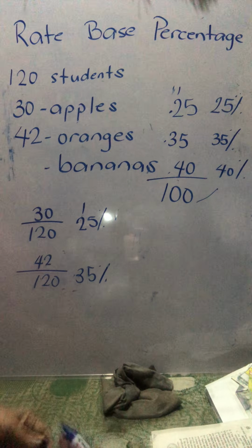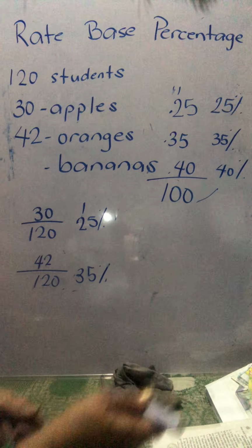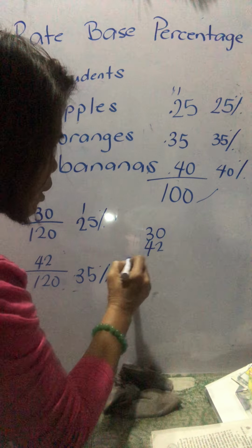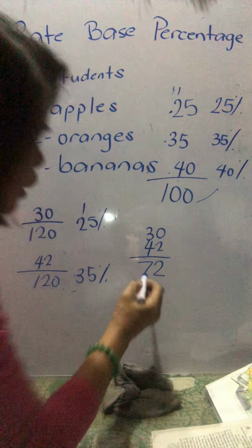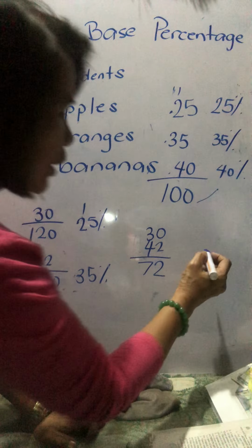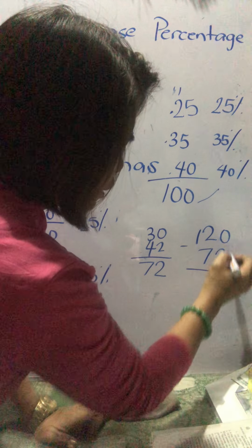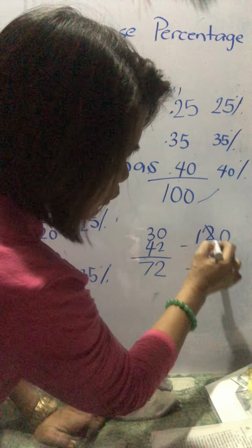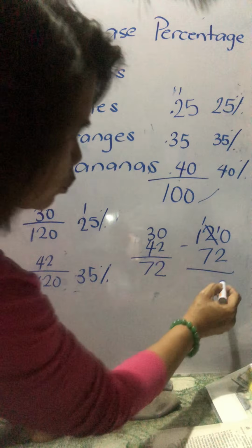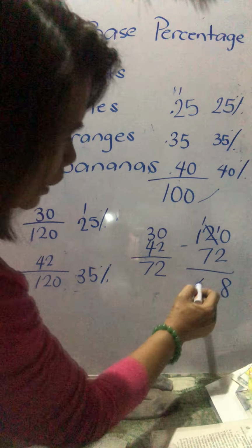Nakuha nyo? Okay, so ngayon, dahil, paano natin titingnan yun, Ate Glo? Ito naman yan. So, 30 plus 42 is equals to 72. Okay? Itong 72 na to ngayon, okay, ibawas natin doon sa 120. 120 minus 72. Okay? 0 minus 2 cannot be. We have to borrow from 2. 2 will become 1. This will become 10. Minus 2 is 8. This is now 11. 11 minus 7 is 4.